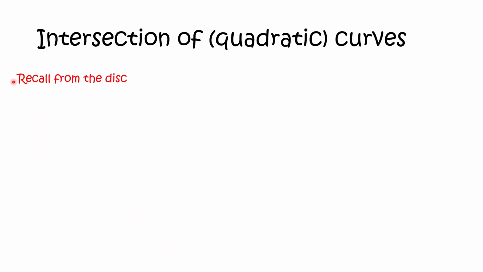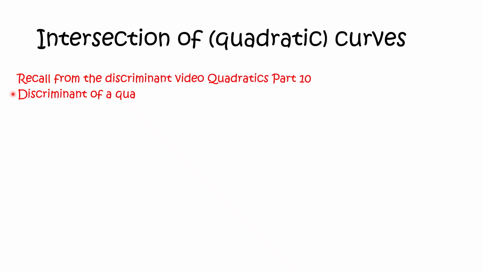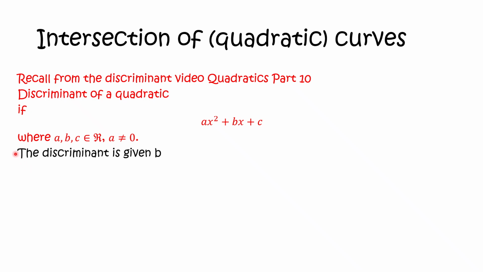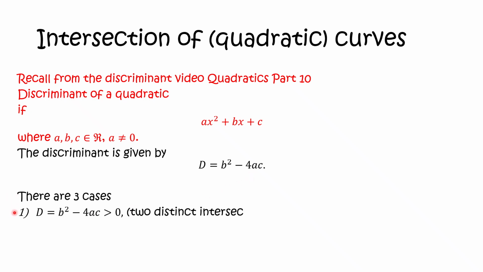Recall from the discriminant video, quadratics part 10, the discriminant of a quadratic given as ax squared plus bx plus c, where a, b, c are elements of the real numbers and a is not equal to 0. The discriminant is given by capital D is equal to b squared minus 4ac. And with that, there were 3 cases. Now those 3 cases are cases that we are going to look at once again.